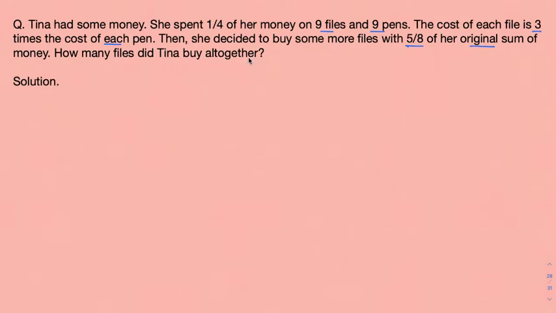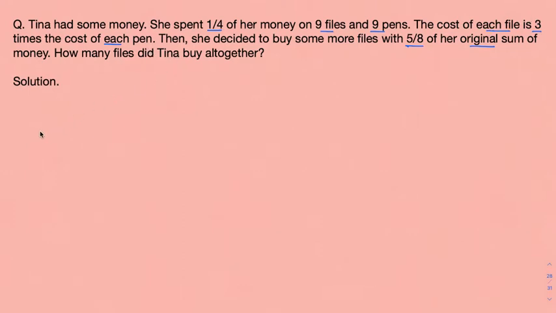So what we have here is that Tina at first spent 1/4 of her money on 9 files and 9 pens, and then later she decided to buy some more files with 5/8 of her original sum of money. And other information we have is that the cost of each file is 3 times the cost of each pen.